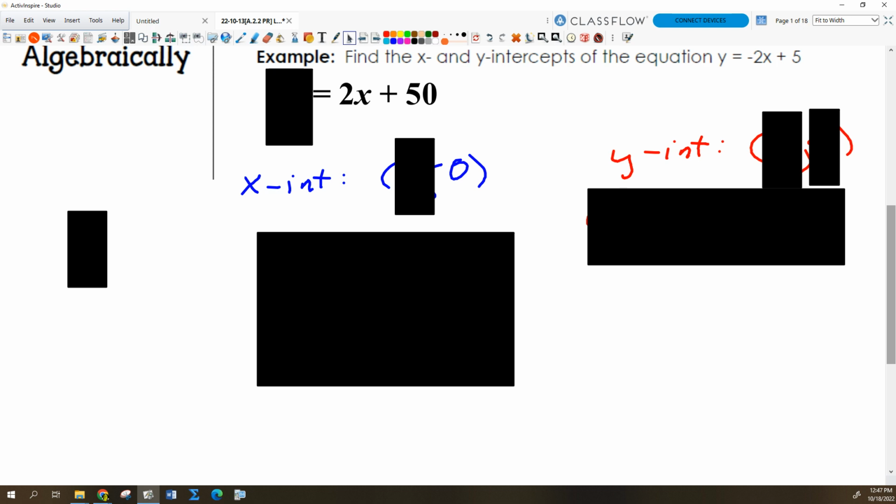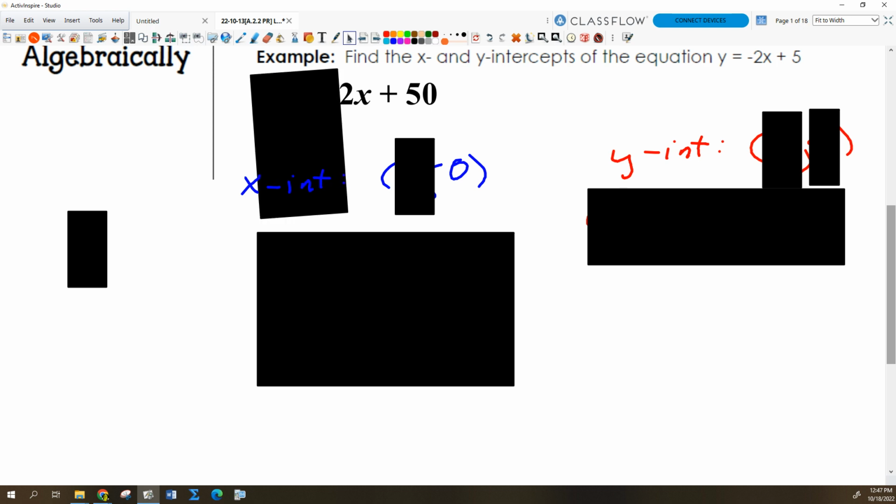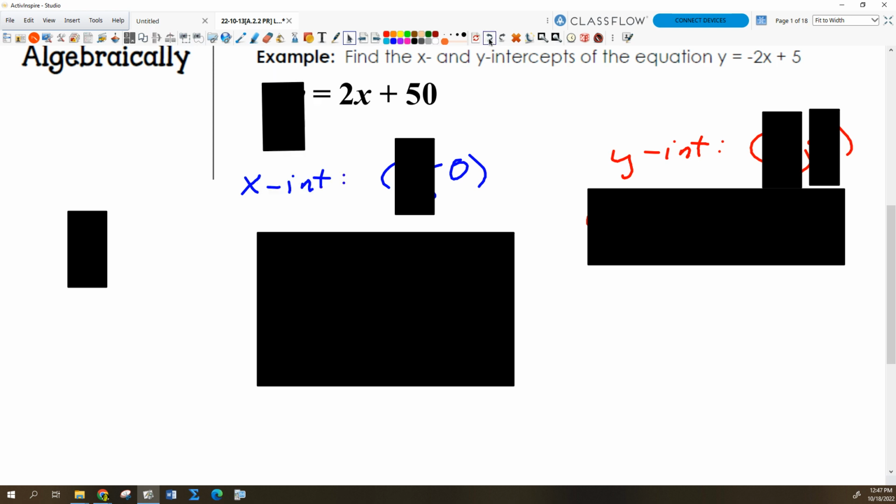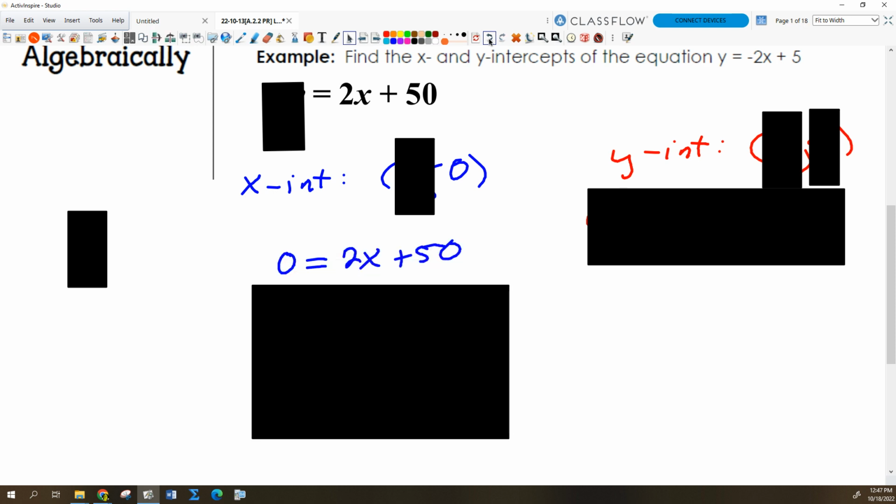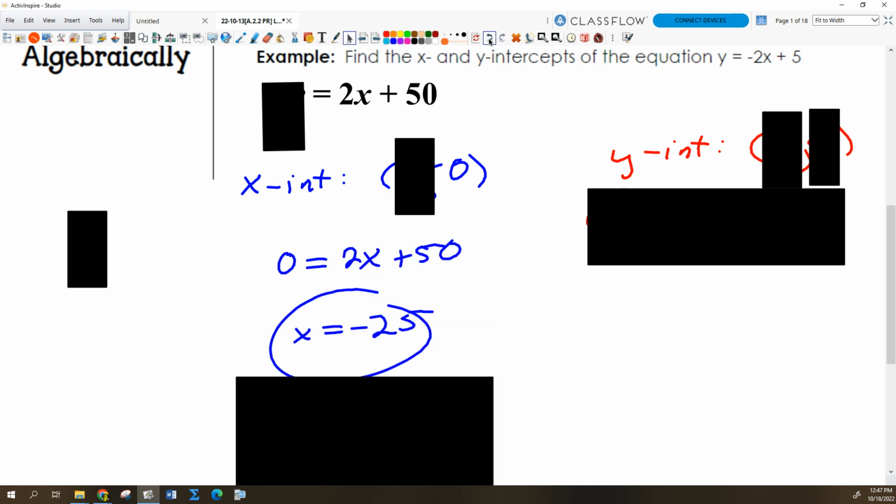So, Ellie, what are the 2 steps to solve for x if I cover up that y term? Subtract 50, good, and then what? Divide by 2. There you go, good. So if I subtract 50, I'm going to get negative 50 divided by 2 is negative 25. Everybody agree? Okay.